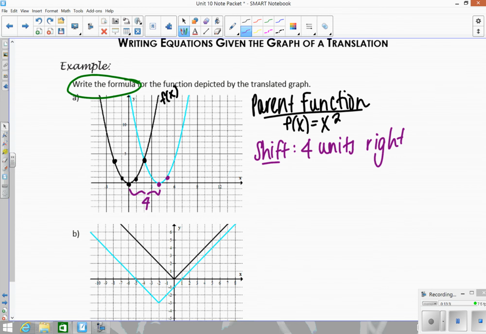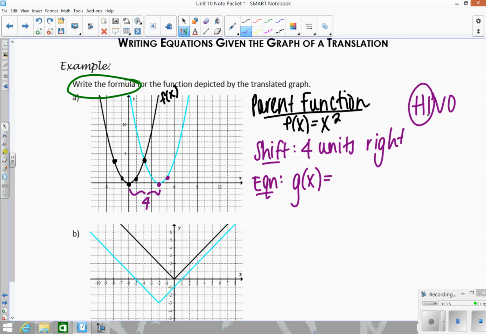That means when you think about HIVO, this is the horizontal inside situation because we went 4 units to the right. So that means when I write this new equation, let's call it something different. So I'll call it g of x instead of using the same letter.